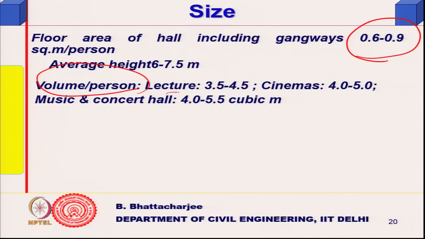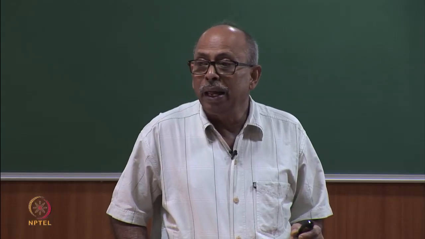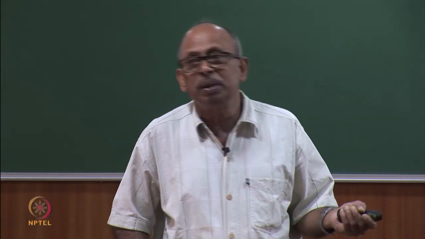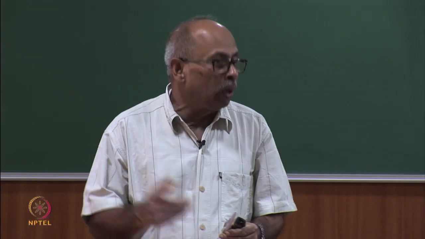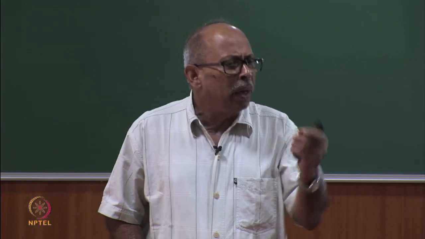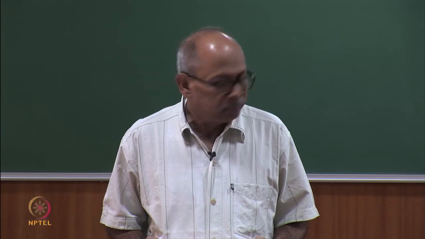Volume per person depends on reverberation, because volume controls the reverberation. Volume per person for lecture halls is 3.5 to 4.5, cinemas 4 to 5, and music and concert halls require more, because reverberation time T is a function of 0.16 V divided by S alpha bar, if you remember that. So, the higher the volume, the longer the sound remains in the space, and reflected sound will come later. We discussed mean free path and all that. Therefore, for music you need more per person.